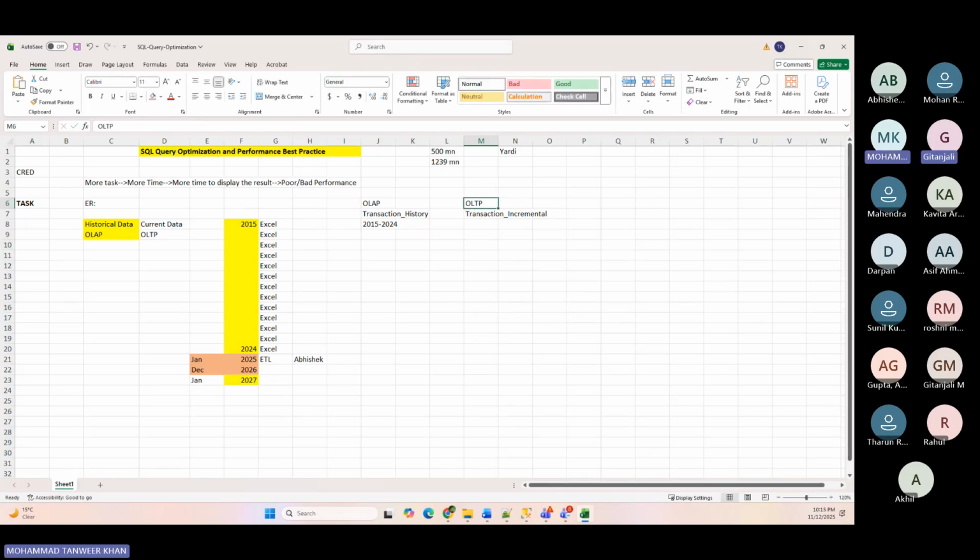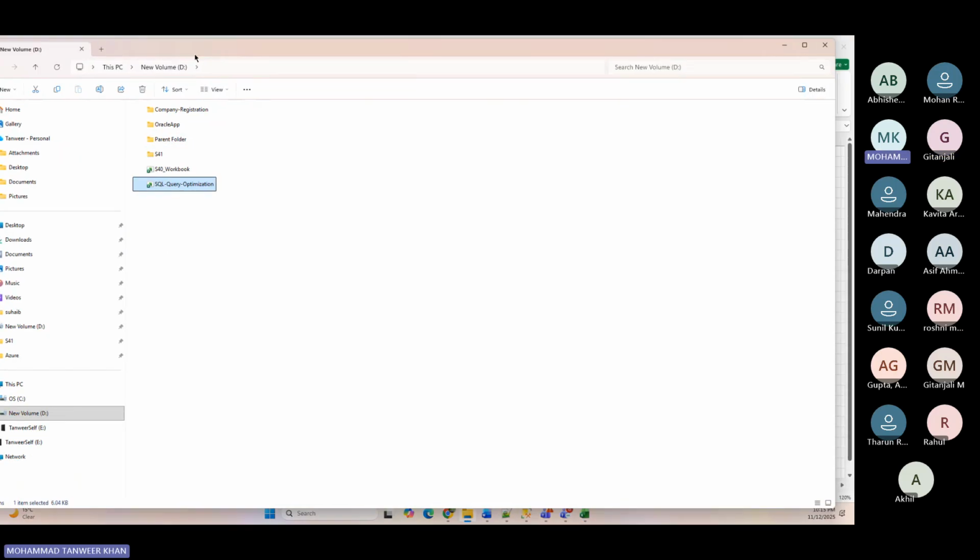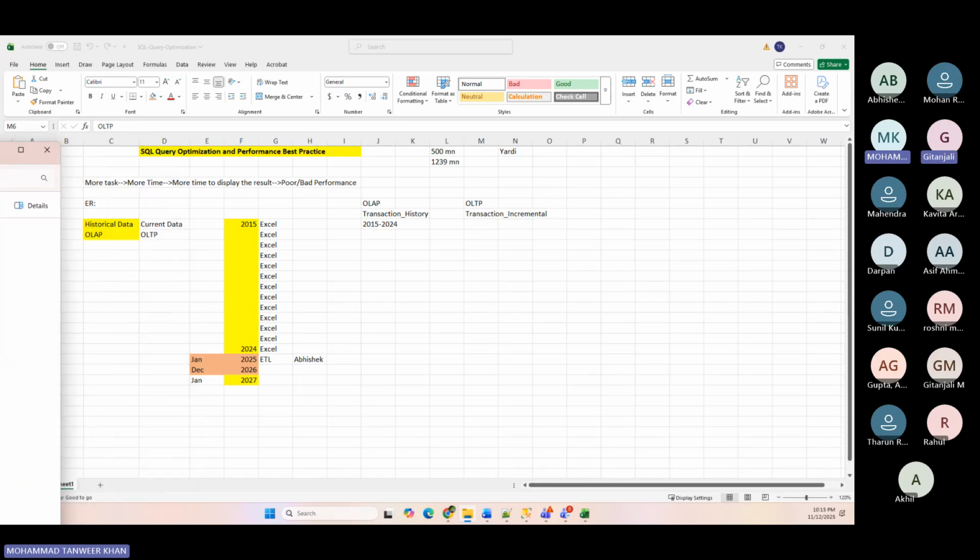It will be according to the documentation, and that's why it is known as OLTP. Acha, one minute here.